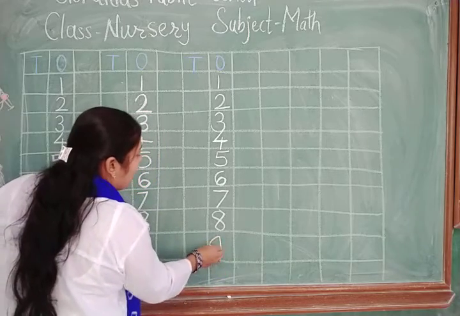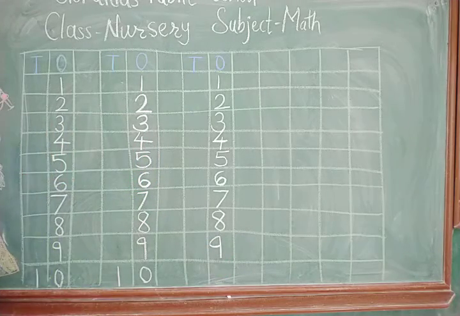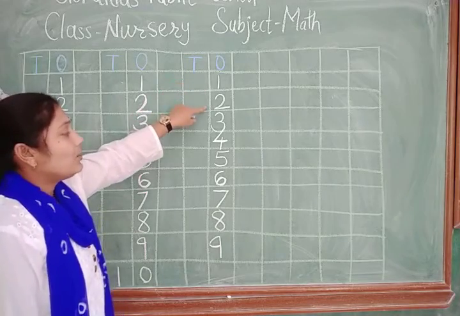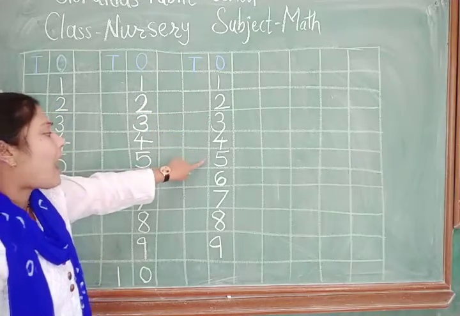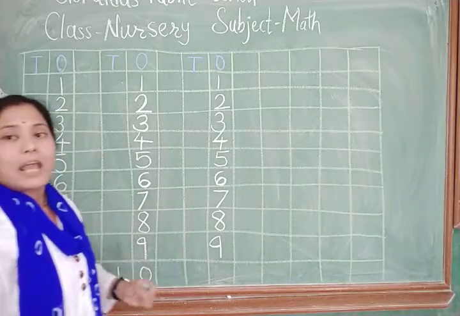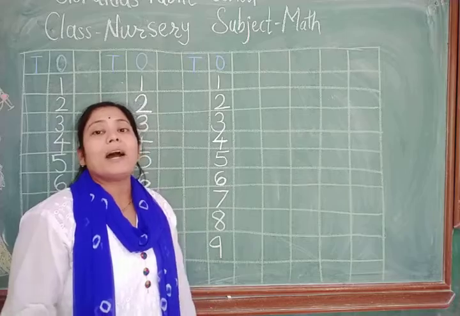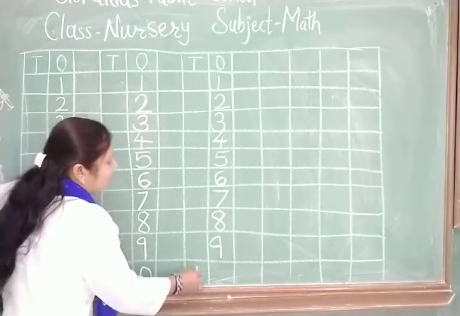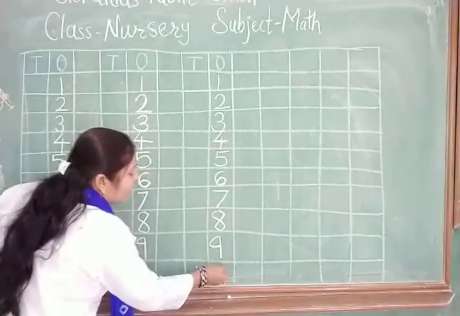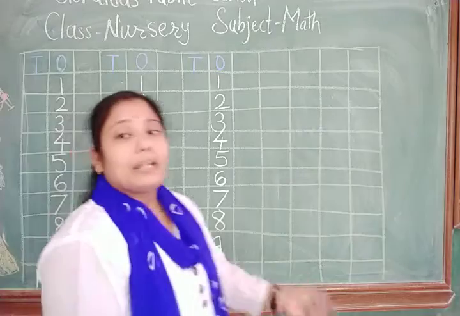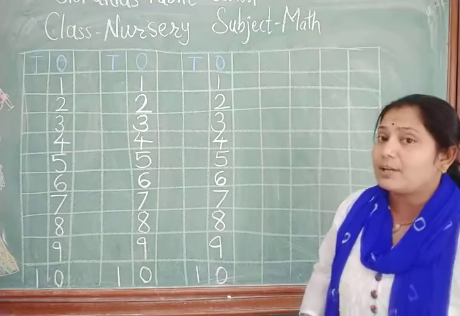Number 9. Again repeat. 1, 2, 3, 4, 5, 6, 7, 8, 9. And after number 9, which number comes? Number 10. So here we write number 10. First we write number 1 in tens column and we make number 0 in ones column. So 1, 0, 10. Kids, do practice at your home.